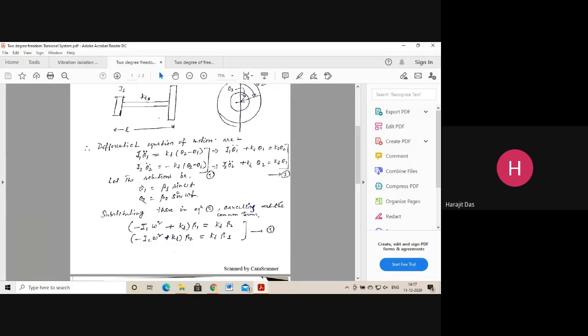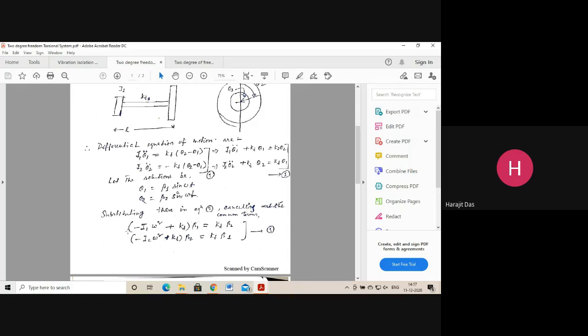Now what I will be doing is differentiating this one with respect to t two times, so I will get theta1 double dot. Again I will differentiate it with respect to t twice, so I will get theta2 double dot. Then I will put all those values in those equations separately, and I will get this equation.